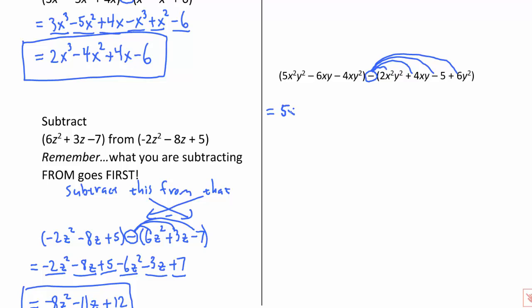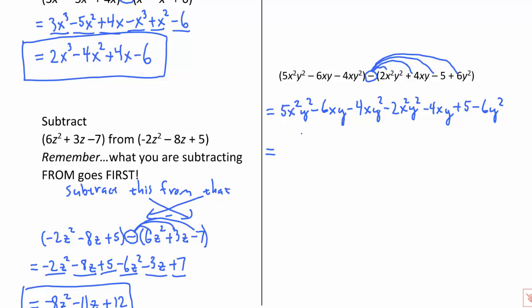So we have 5x squared y squared minus 6xy minus 4xy squared minus 2x squared y squared minus 4xy plus 5 minus 6y squared. Notice if you were writing this down, you might have been tempted to write down plus 4xy minus 5 plus 6y squared. Remember, when you distribute this minus sign, all terms within the parentheses must change the sign.